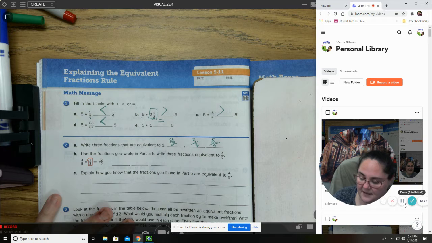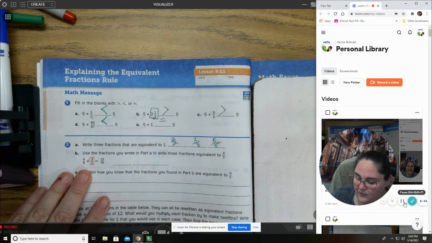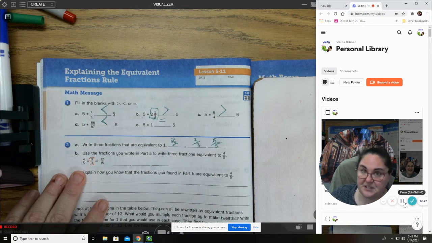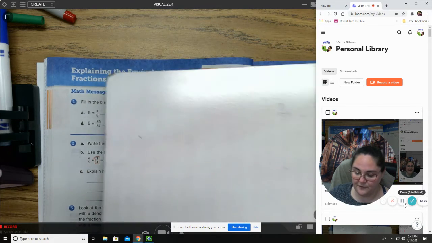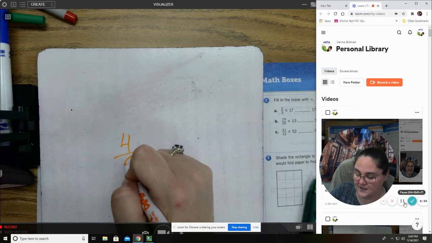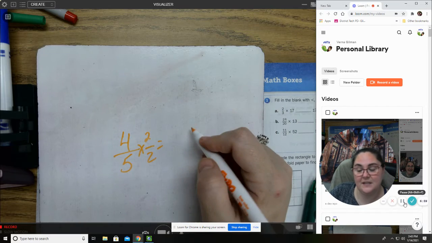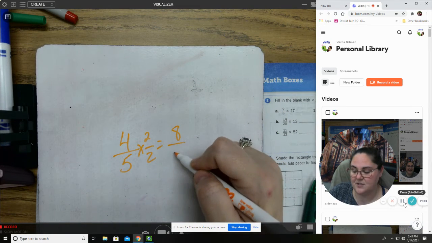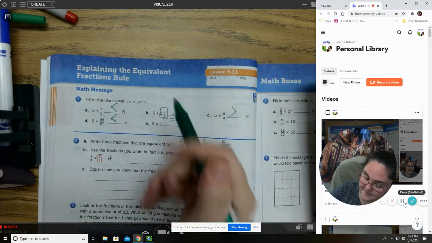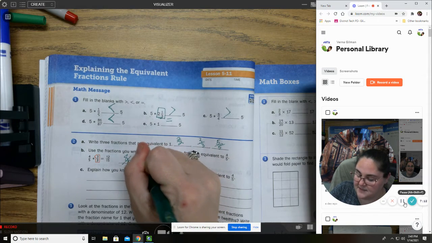All right. It says use the fractions you wrote in part A to write 3 fractions equivalent to 4/5. Well, it kind of gives us one, but we're still going to do the other ones just to make sure. So 4/5 times 2 halves. 4 times 2 is 8. 5 times 2 is 10. 8/10. 12/15, it already gives it to us.